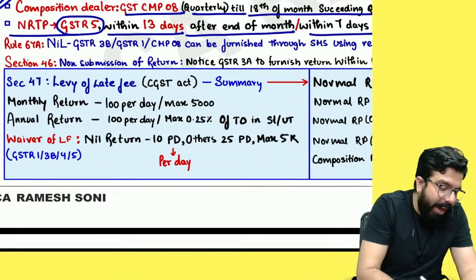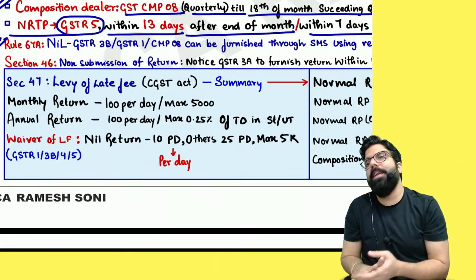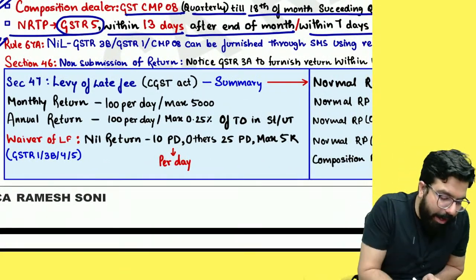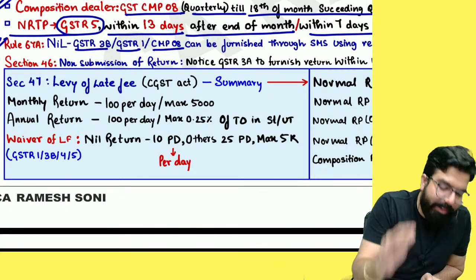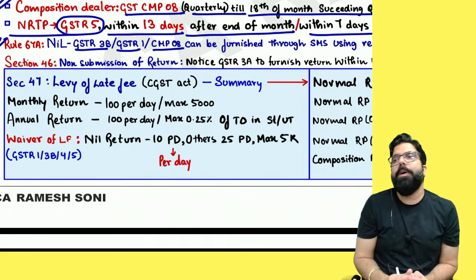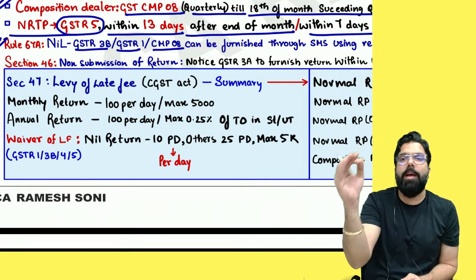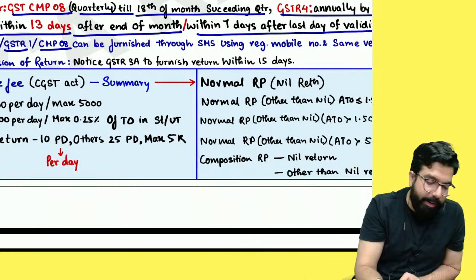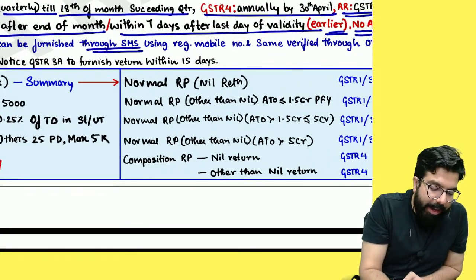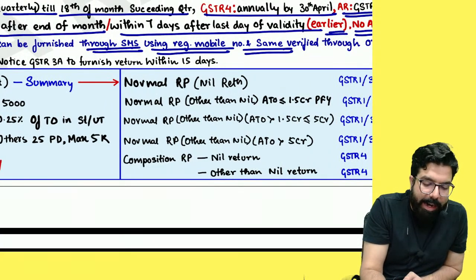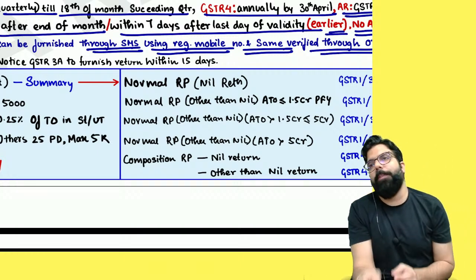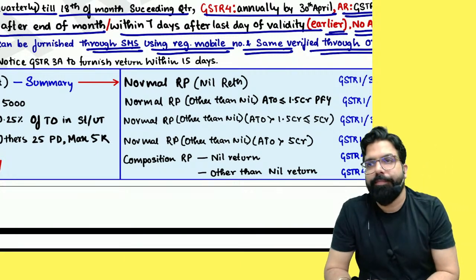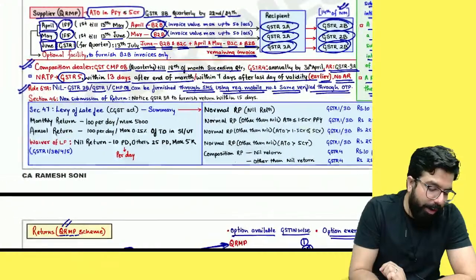Sir, can I file my nil GSTR 3B, nil GSTR 1 or CMP 08 by SMS also? Yes, remember one thing, you can file your nil GSTR 1, GSTR 3B or CMP 08 through SMS using the registered mobile number, and it will be verified through OTP. Are we all clear till here? Next, everyone over here.